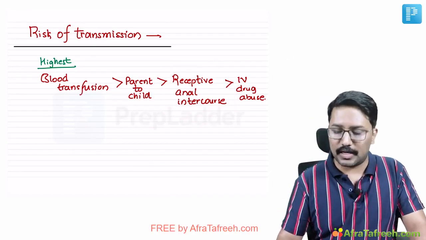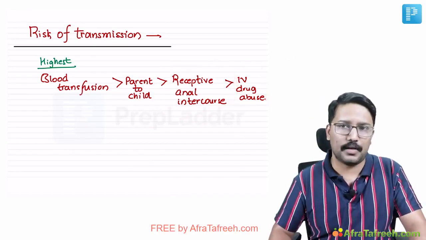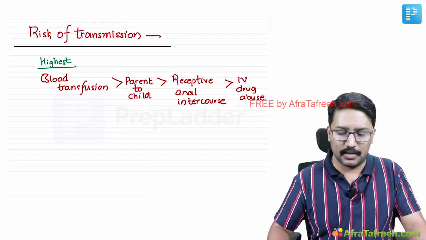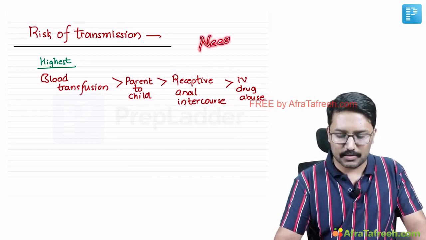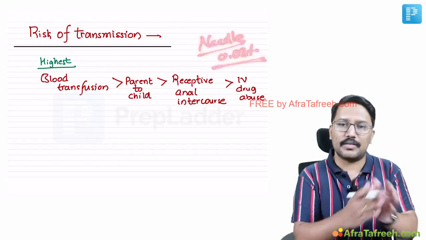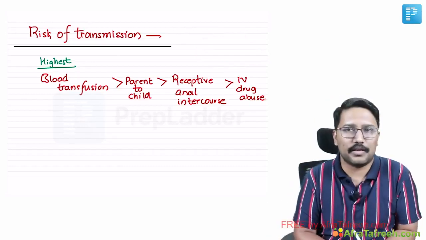So next in queue is IV drug abuse. IV drug abuse is also a very important risk factor for HIV transmission. The needle injury we have already discussed, that is 0.03%. Okay, so this is the hierarchy of risk of transmission.